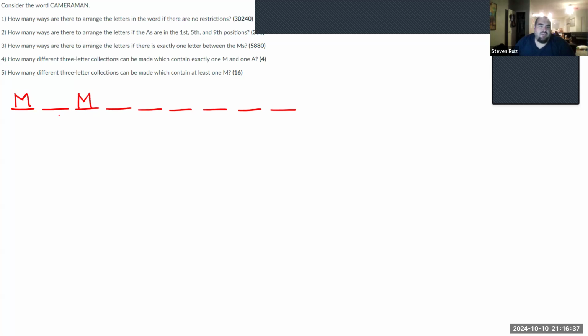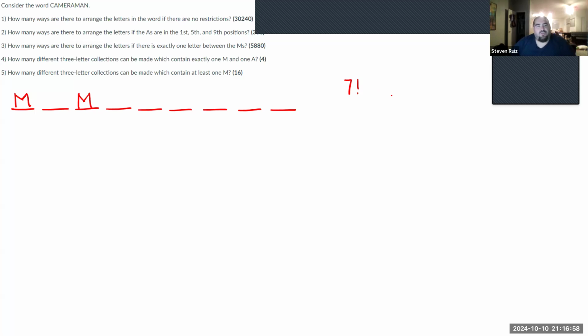So if I put the M's there, then how many ways are there to arrange the other letters? There's 1, 2, 3, 4, 5, 6, 7 blanks. So there are 7 factorial permutations I can make. But I've got to account for duplicates here, or for the repeated letters.